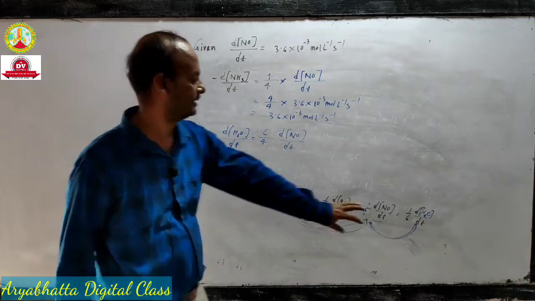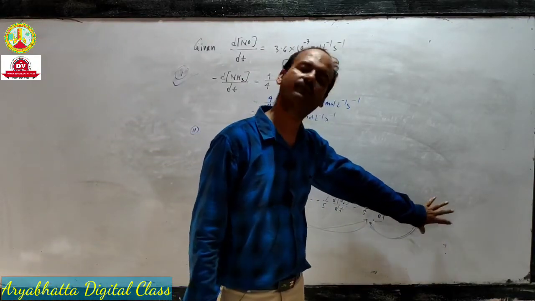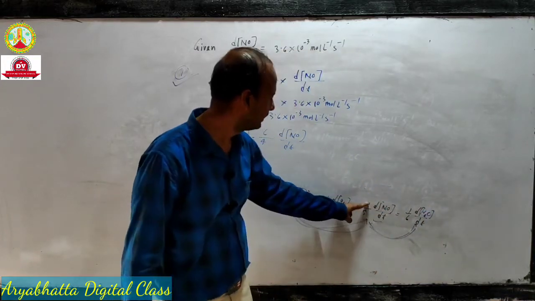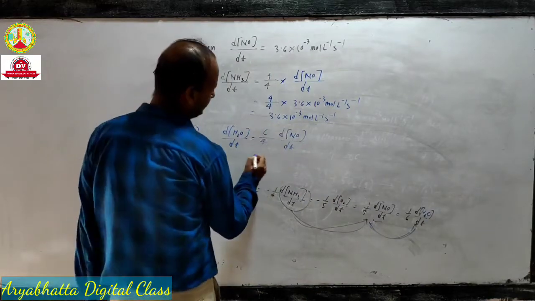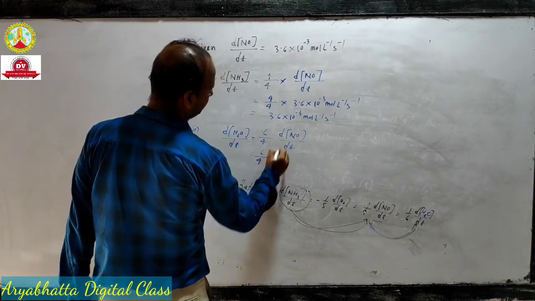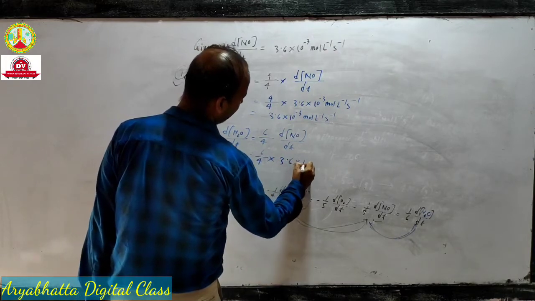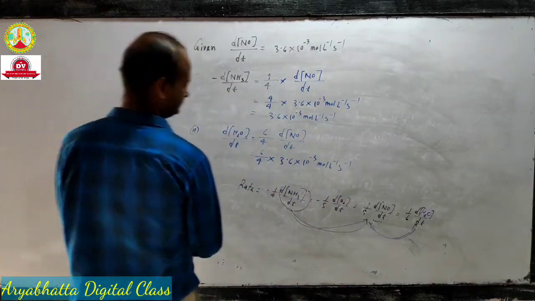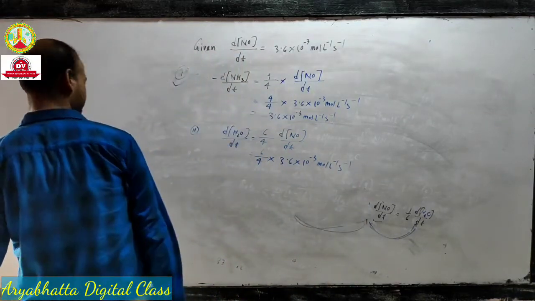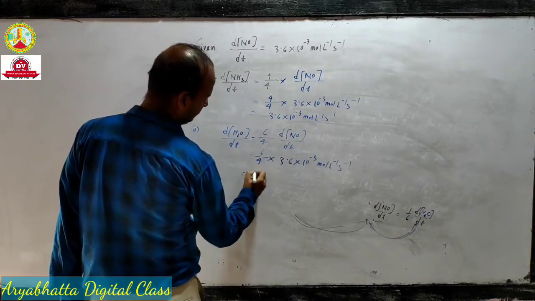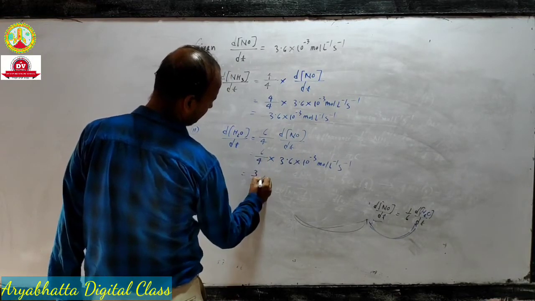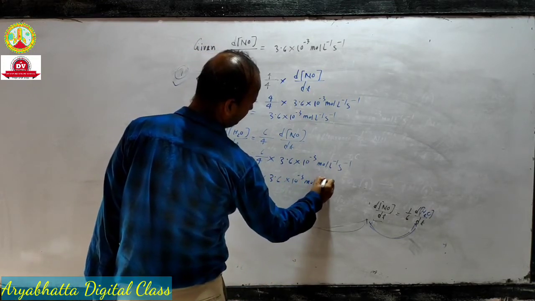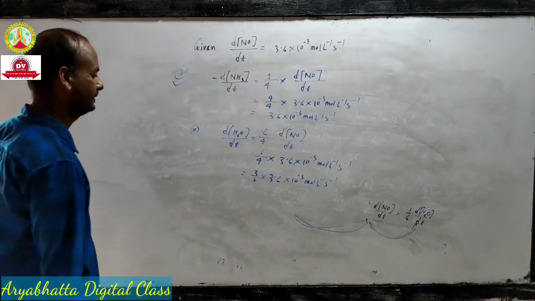Again I repeat. What is the value of this one, the rate of formation of water? Just compare this part to this part. Where will the 6 go? The 6 will go on top, so it becomes 6 by 4 times dNO by dt. The value of this is given as 3.6 into 10 to the power minus 3 mol liter inverse second inverse. Solve it. This will be 3 by 2 into 3.6 into 10 to the power minus 3 mol liter inverse second inverse.